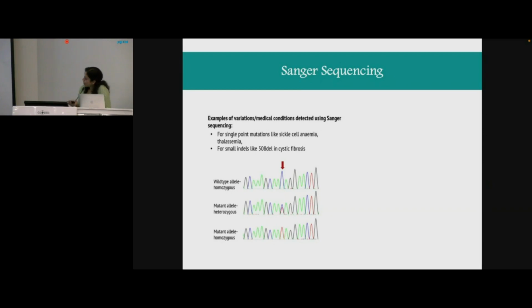So this is the chromatogram picture, how it actually looks. There are 4 different colors for A, T, G, C. By looking at the sequence of these peaks, you can tell the nucleotide sequence in a gene for a particular disorder.